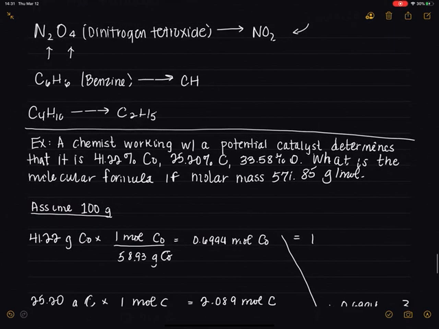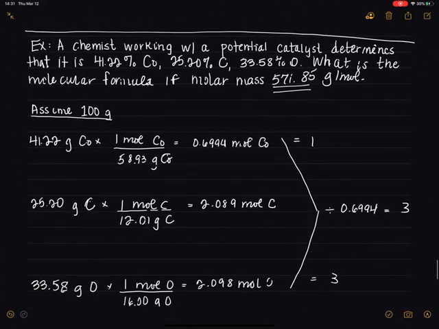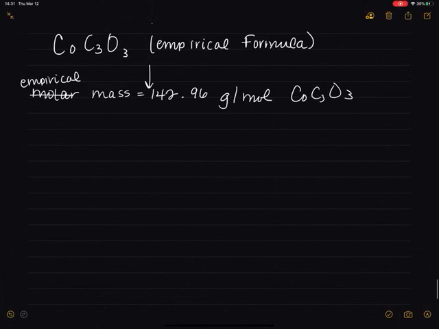How is that helpful? I can find the multiple. My molecular formula is some multiple of my empirical formula. That means that my molecular mass is the same multiple as my empirical mass, right? Because I'm going to get the same kind of proportion out of this.